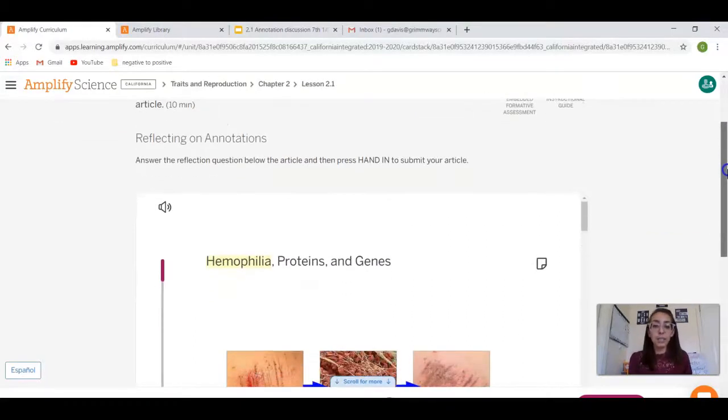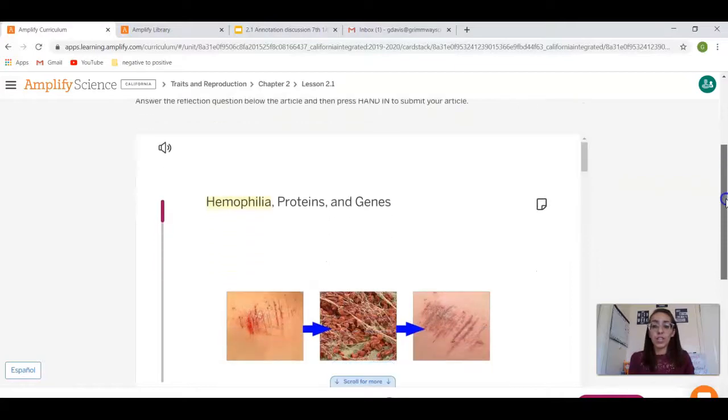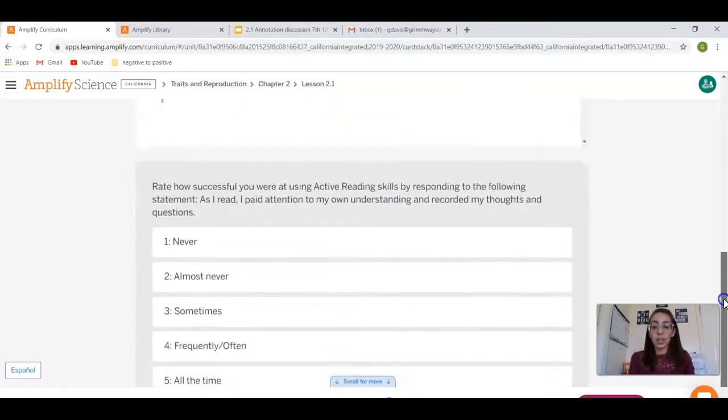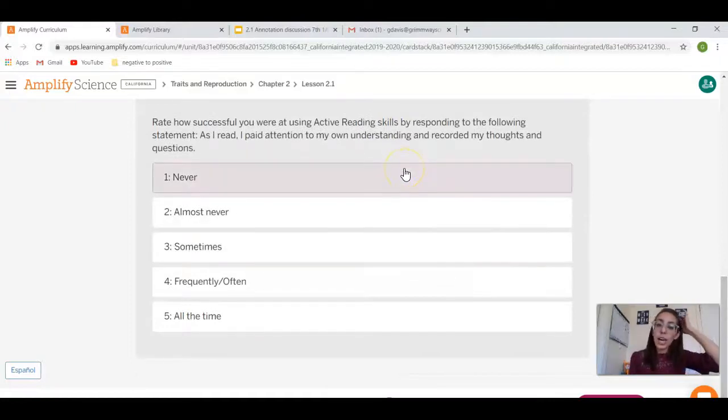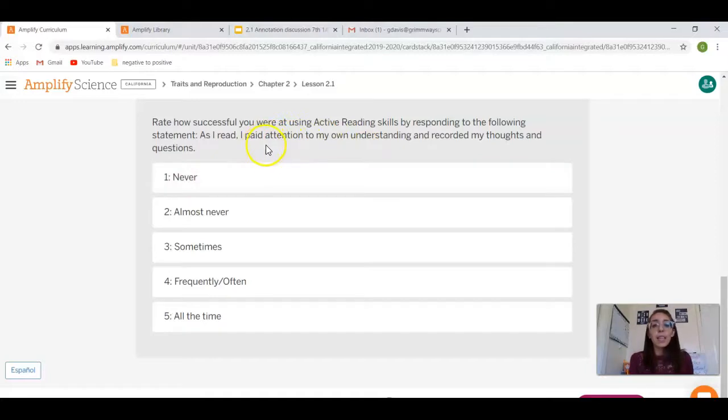So here you can see, after you did your annotations, you'll be able to see all your annotations again, and then I want you to rate yourself on how successful you were at using active reading skills by responding to the following statements. As I read, I paid attention to my own understanding and recorded my thoughts and questions.